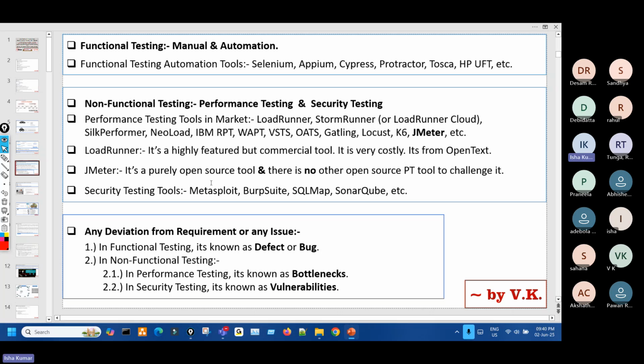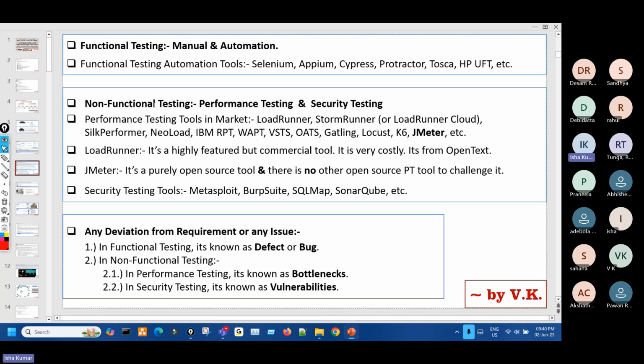On the same line, some automation tools that are available which can get the thing done are Selenium, Appium, Cypress, Protractor, Tosca, and UFT. So Selenium you might have heard of, like Selenium with Java, Selenium with Python.